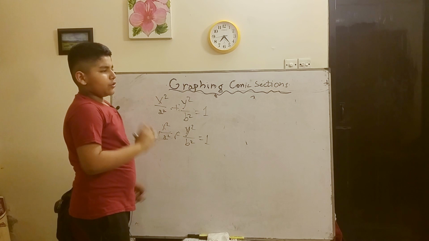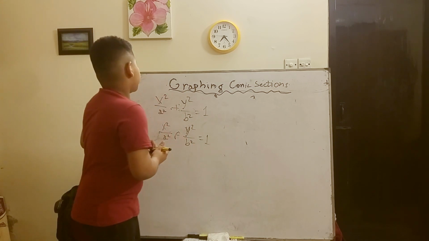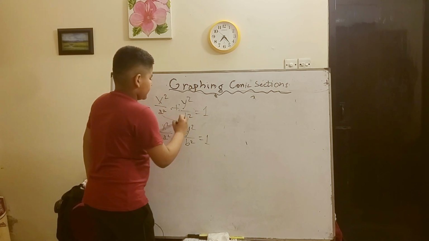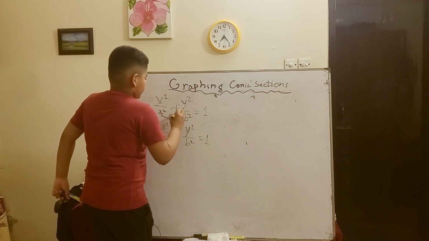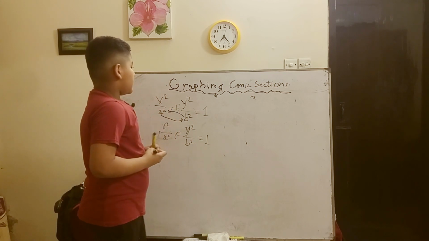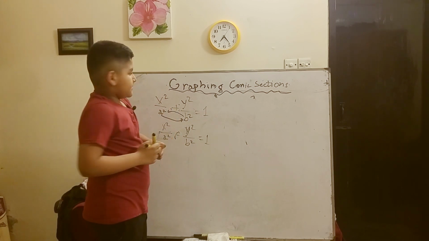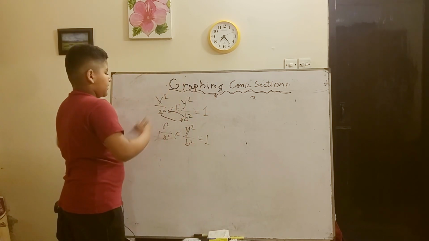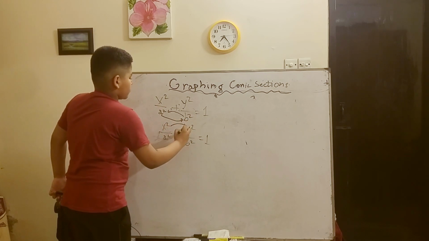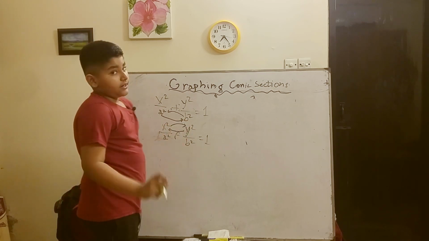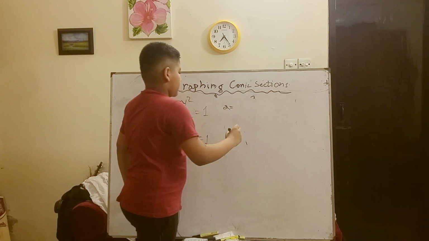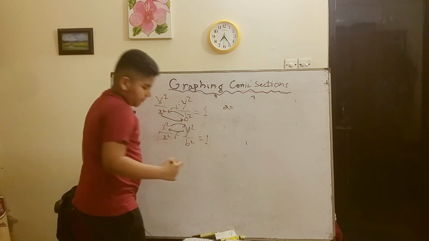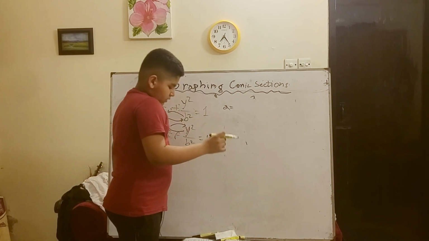And there are a few variation differences here. Like in the ellipse equation, a squared and b squared were able to switch sides, and x squared and y squared couldn't. But here, x squared and y squared can, and a squared and b squared can't. So basically now the variables are that a is the distance from the center to a vertex.